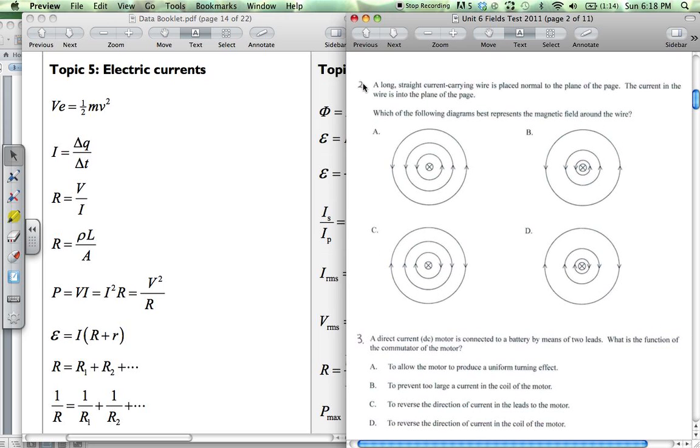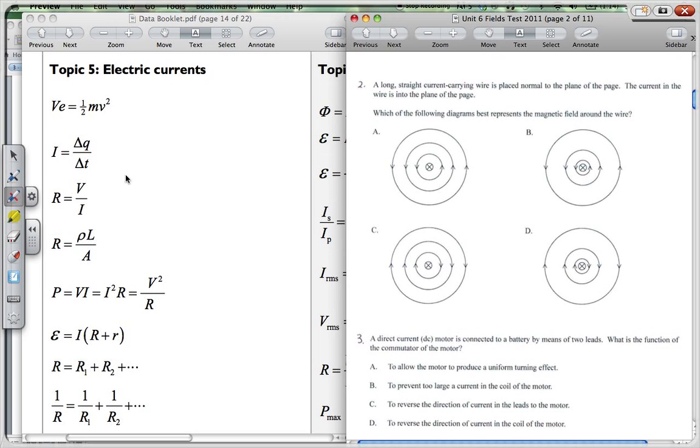Then on to question 2. We have a long straight current carrying wire placed normal to the plane of the page. The current in the wire is into the plane of the page. So that's why we have the cross there. That shows that the current is going in. Which of the following diagrams best represents the magnetic field?